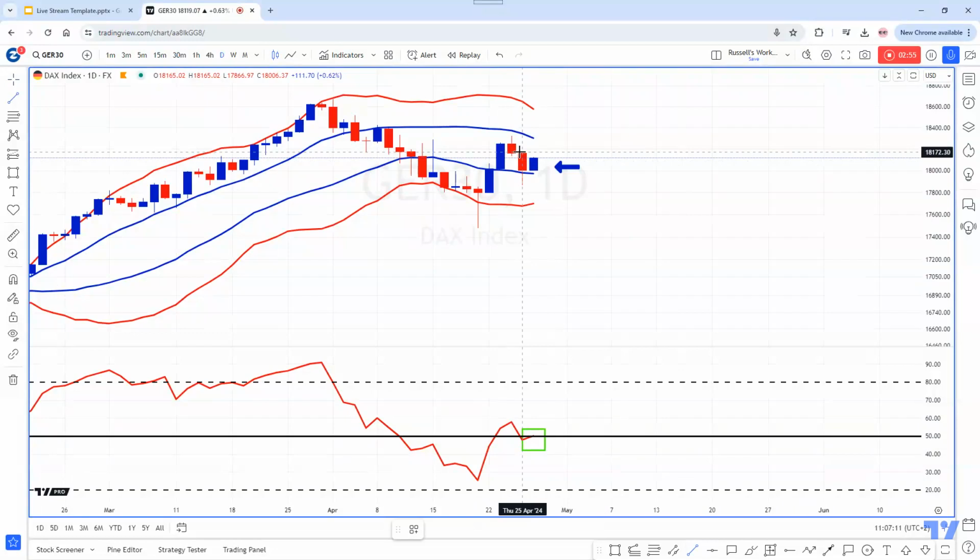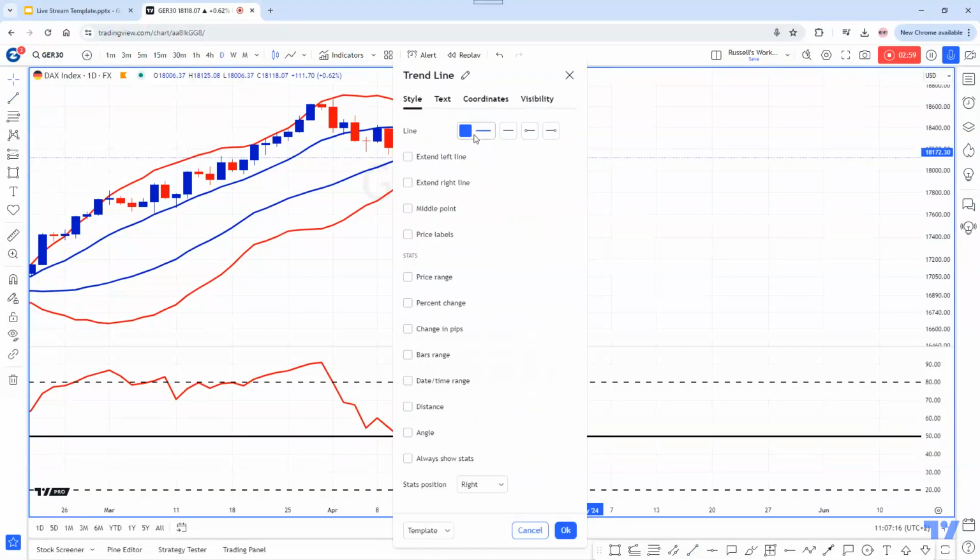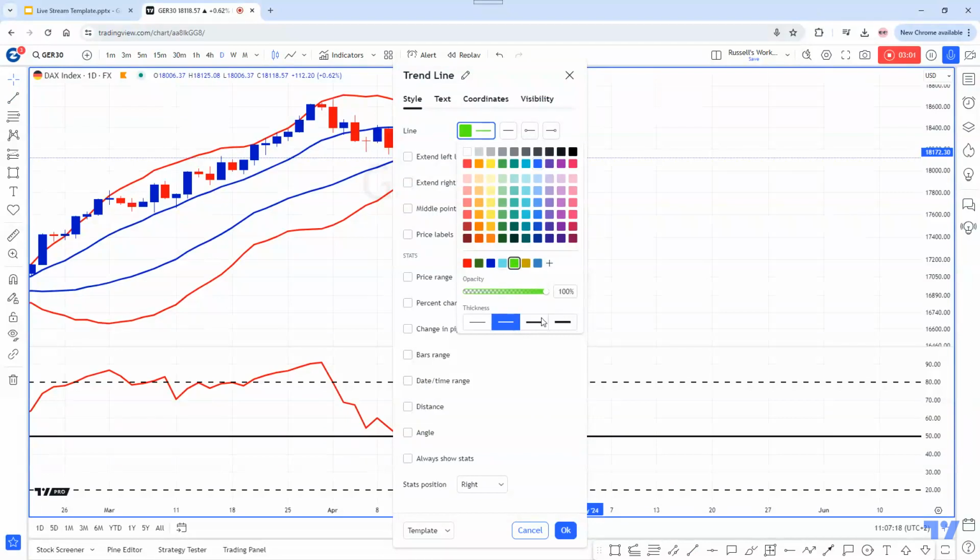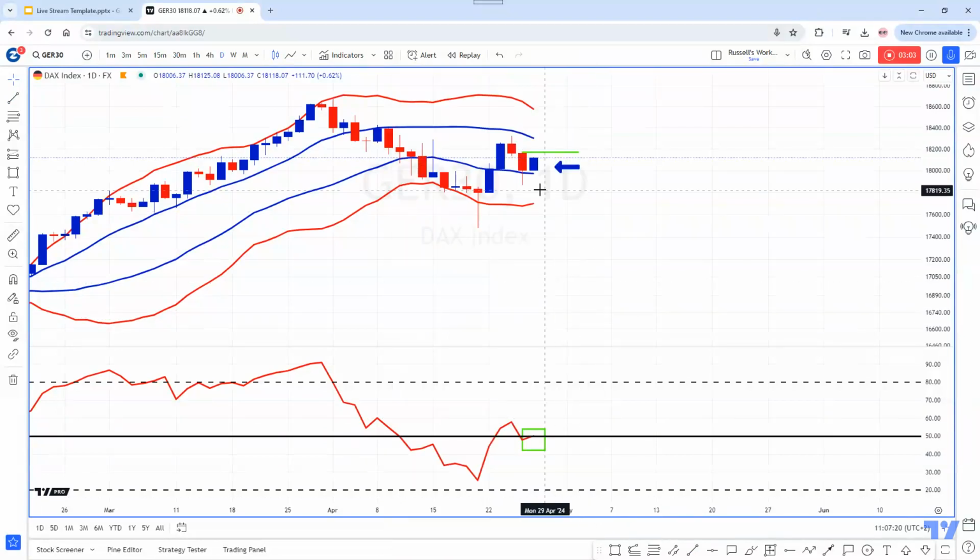Let's just make this a thicker lime green. If we get a movement above yesterday's high, then we effectively have a swing low, and we may get the movement up towards zone 1, which would be the area of strength, between the upper red and the upper blue. So just keep an eye on that.